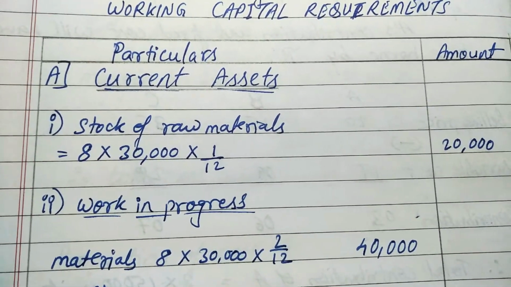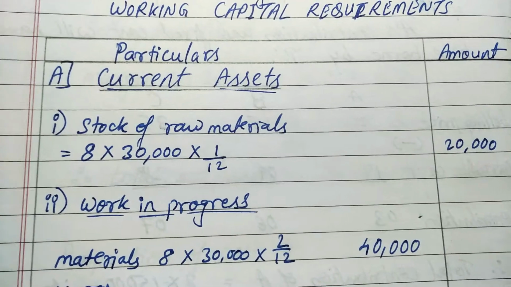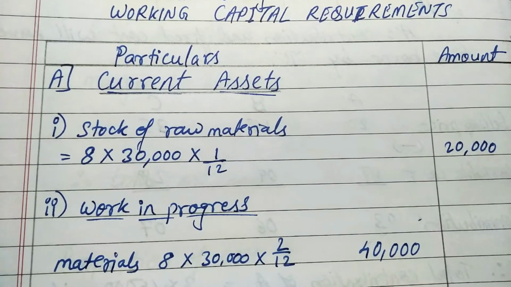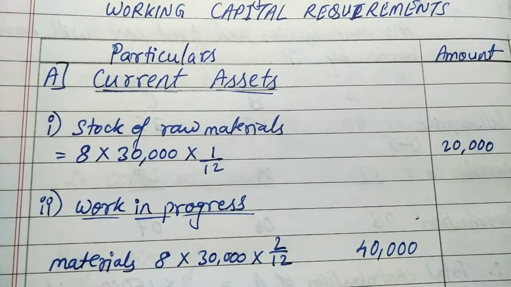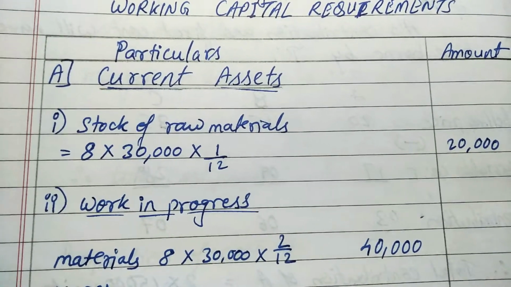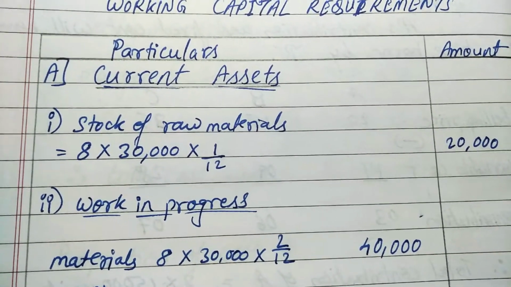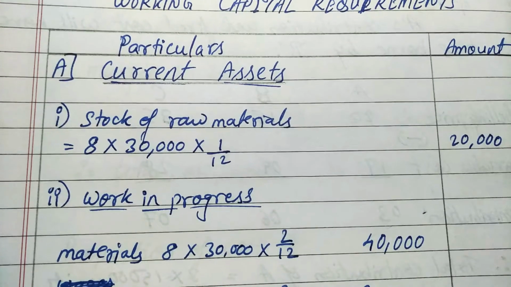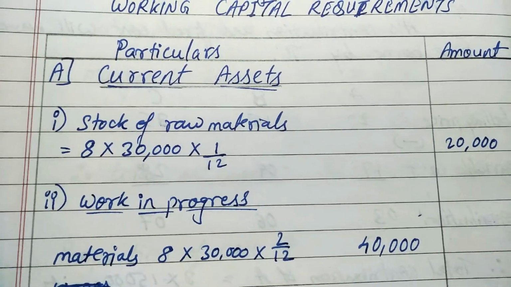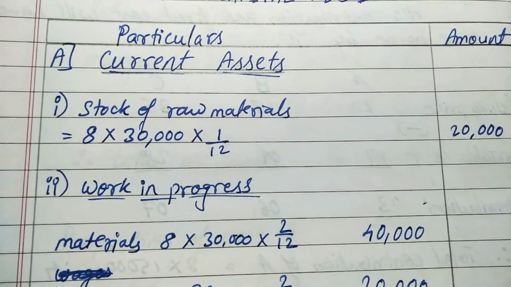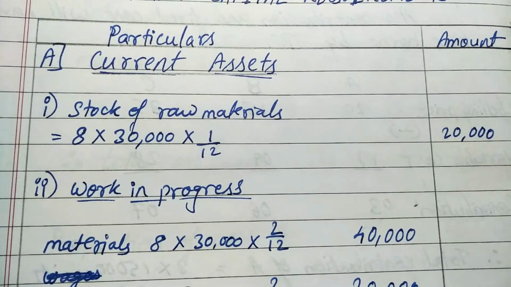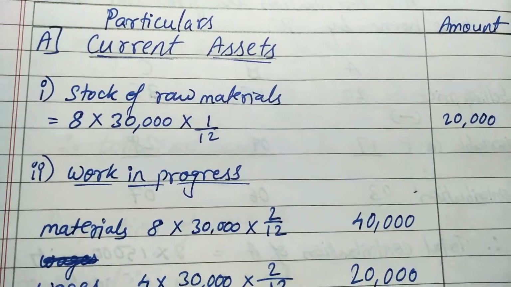The raw material is held in stock for 1 month. That is why we have to multiply this 8 into 30,000 into 1 upon 12. Why 1 upon 12? Because 1 month out of the total 12 months in the year. That is why we are multiplying it by 1 upon 12. The total value we get is 20,000. This was about your raw material, which is a part of your current assets.